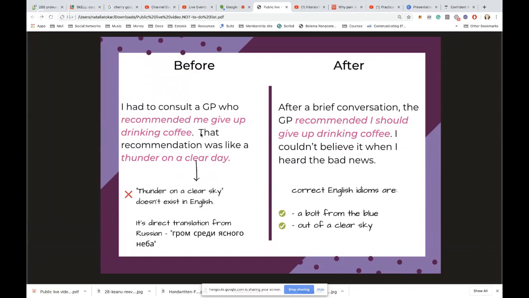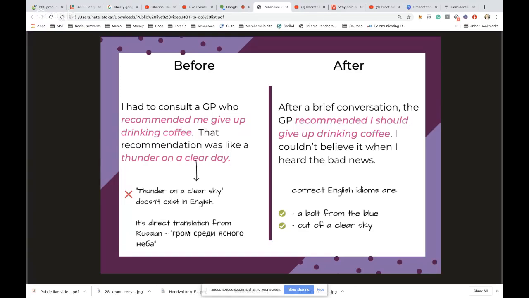And then the next sentence, let's look at it. "That recommendation was like a thunder on a clear day." Apparently, this person heard something like that before, but thunder on a clear sky doesn't exist in English. It's the direct translation from Russian.